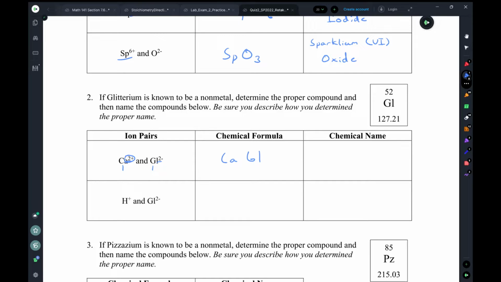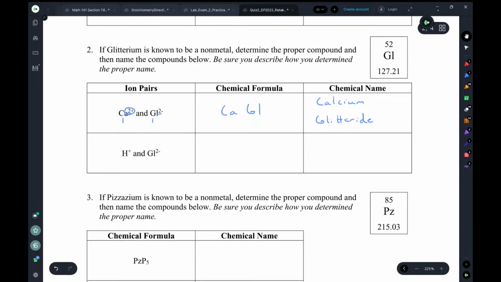Now, moving on to naming the chemical formula. Whenever we're naming covalent bonds, the chemical name will use prefixes and suffixes rather than Roman numerals, while the second element will have an IDE ending, leading us to the name of calcium glitteride, as we only have 1 calcium and 1 glitterium.